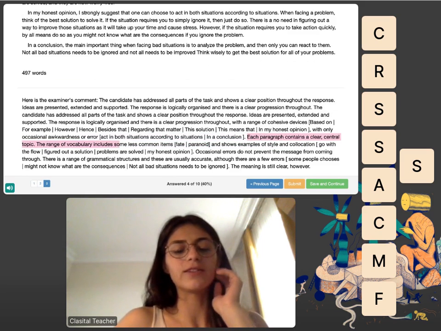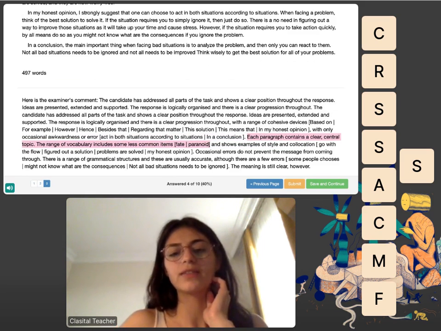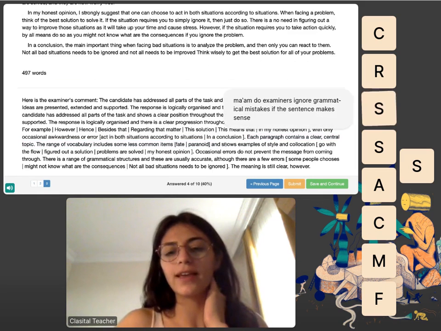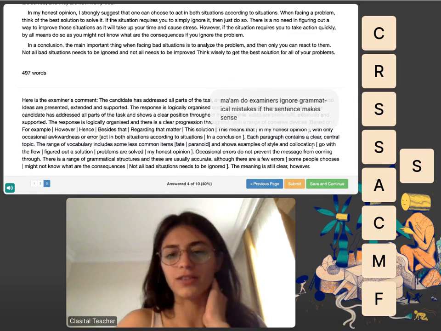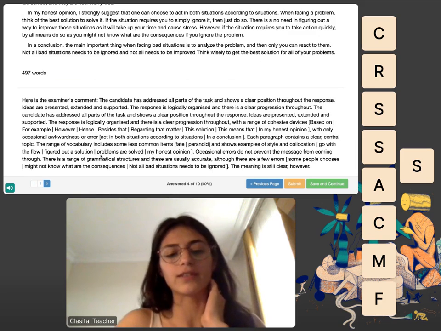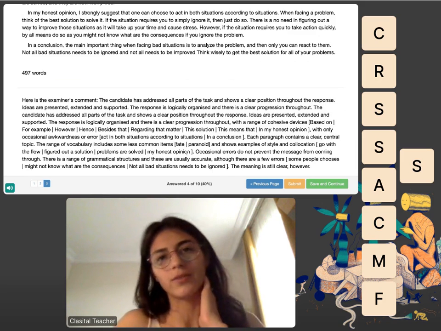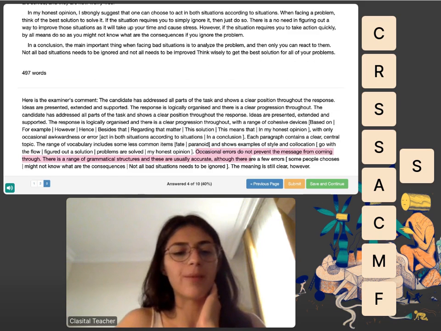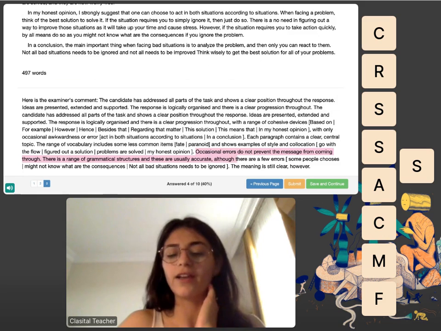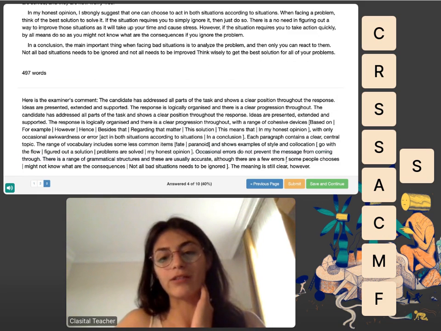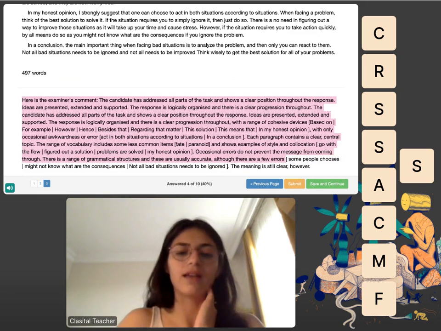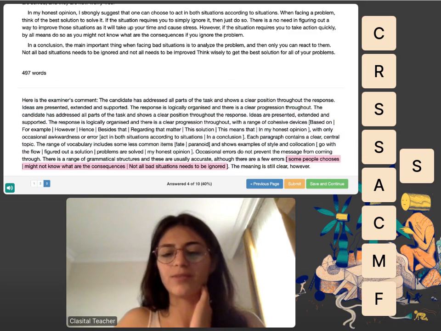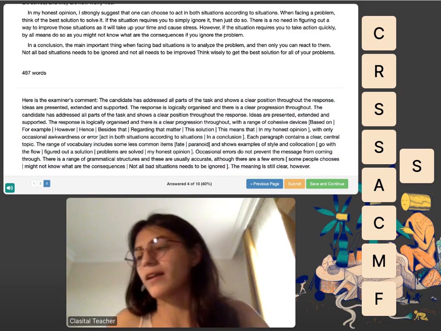The range of vocabulary includes some less common items such as fate, paranoid, and shows examples of style and collocation. Go with the flow, figured out a solution, problems are solved, my honest opinion. Occasional errors do not prevent the message from coming through. There's a range of grammatical structures, and these are usually accurate, although there are a few errors, such as some people chooses and stuff like that, as we have talked about. The meaning is still clear.